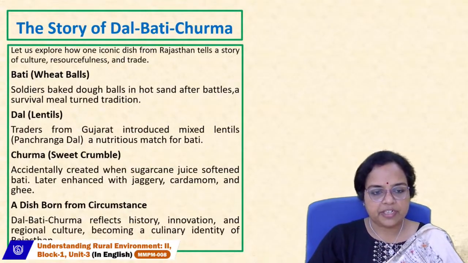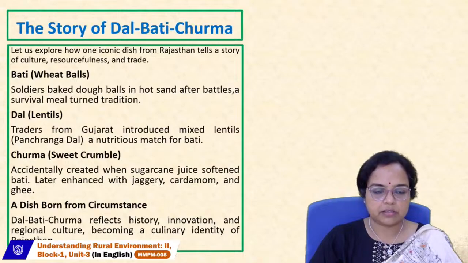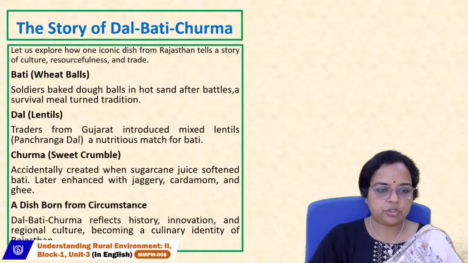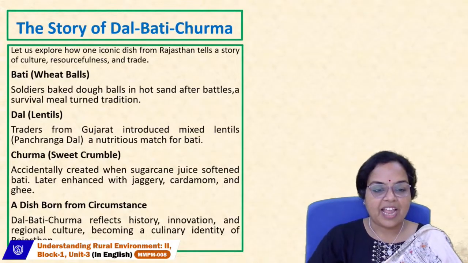Dal or lentils: traders from Gujarat introduced mixed lentil or panchgran dal, a nutritious match for the party. Along with bati, they have started taking dals. Dals are full of protein, so they mixed dal with batis. Churma is a sweet crumble, accidentally created when sugarcane juice softened bati. Accidentally it happened, but now it is in their culture.